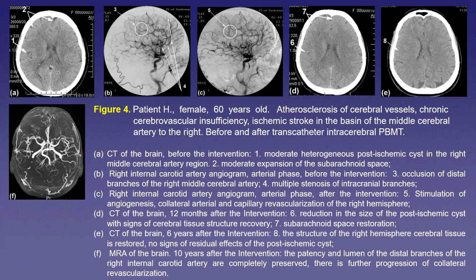In figure E, it's also CT scan of the brain. It was 6 years after the intervention. You see the structure of the right hemisphere cerebral tissue restored, and there are no signs of residual effects of the post-ischemic cyst. In figure F, you see MRI of the brain 10 years after the intervention. The patency and lumen of the distal branches of the right internal carotid artery are completely preserved. There is further progression of collateral revascularization. Next slide.